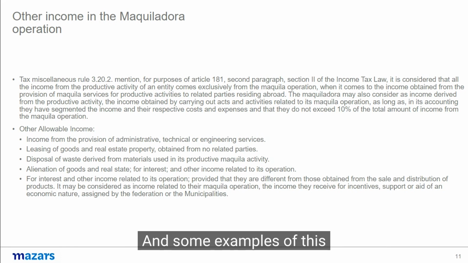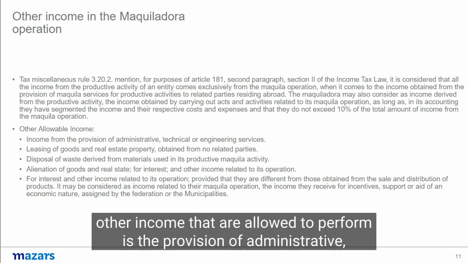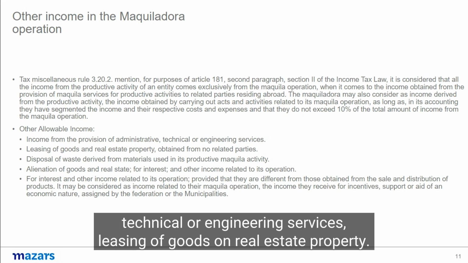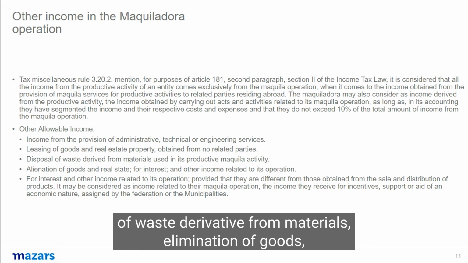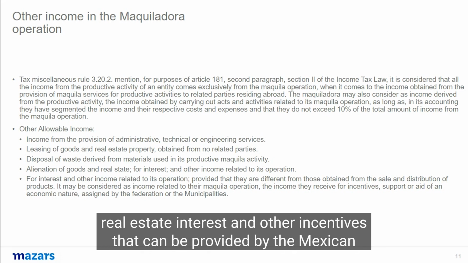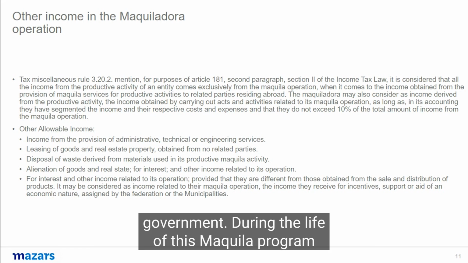Some examples of these other incomes that are allowed are the provision of administrative, technical, or engineering services, and leasing of goods or real estate property. This is the most important: disposals of waste derived from materials, alienation of goods, real estate, interest, and other incentives that can be provided by the Mexican government.